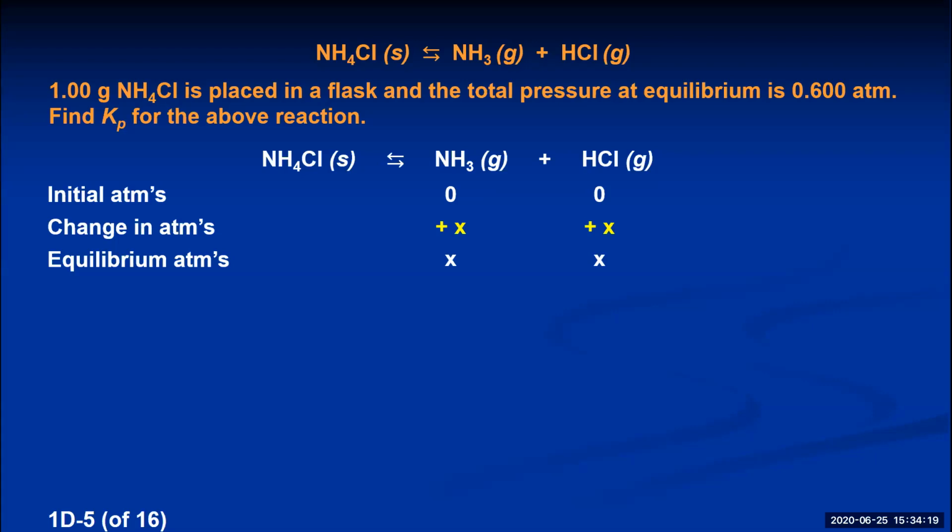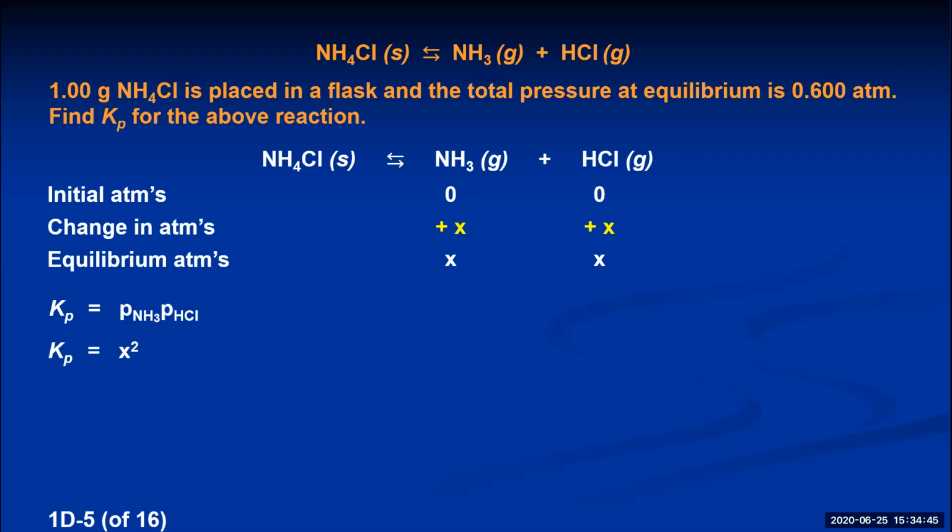Once the ICE table is complete, we write the equilibrium constant expression. It's a Kp expression, so it's going to be the partial pressure of NH3 multiplied by the partial pressure of HCl, and that's it, no denominator. We know the values of the two pressures, they're X and X, so therefore Kp is going to equal X squared. And for the third time in a row, we now have a problem with two variables. We've got to figure out X before we can figure out the Kp.